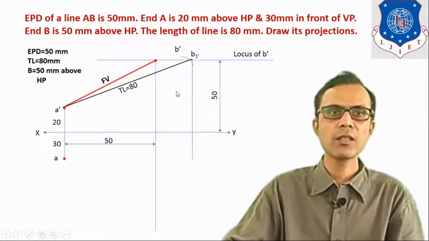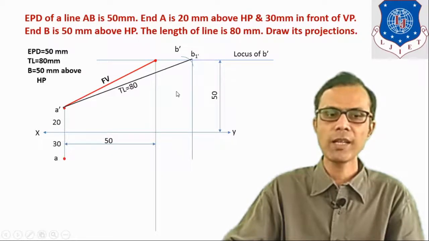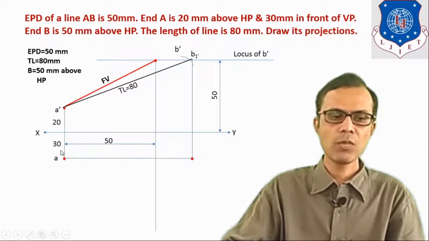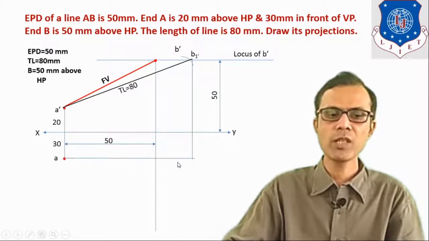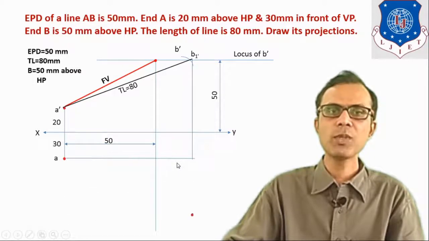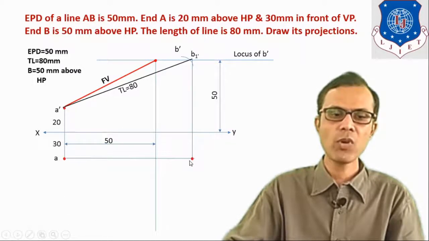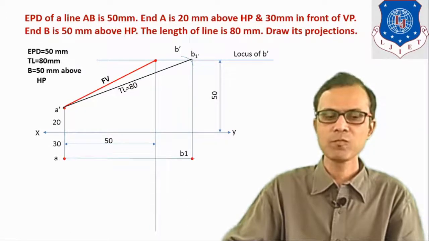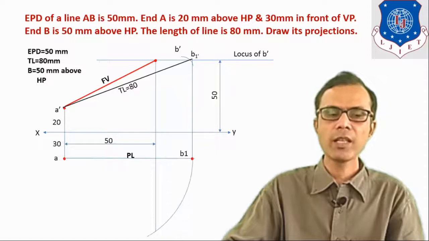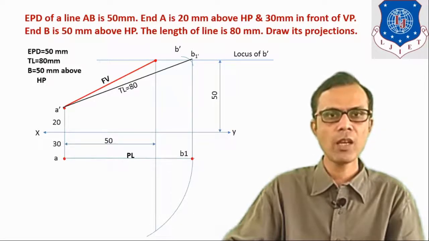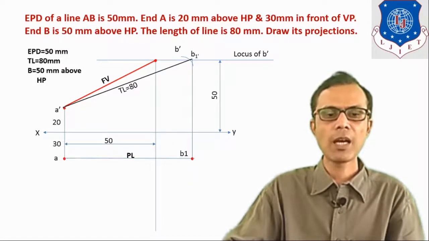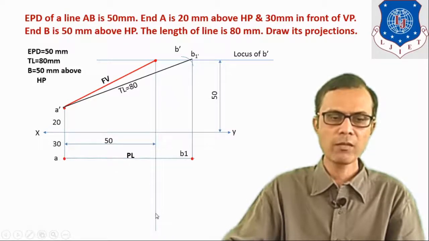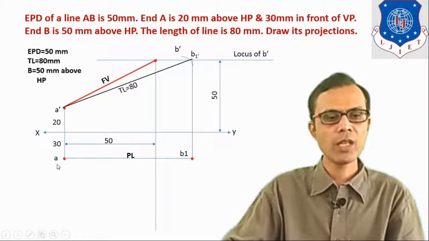We have the true length, so from that we can find the plan length. Draw a projector from B1 dash, and from point A also draw a projector; both projectors intersect at this point. It is the top view of B1. So AB1 is the plan length. Now we have the plan length, and we know that somewhere on this projector we will get point B.